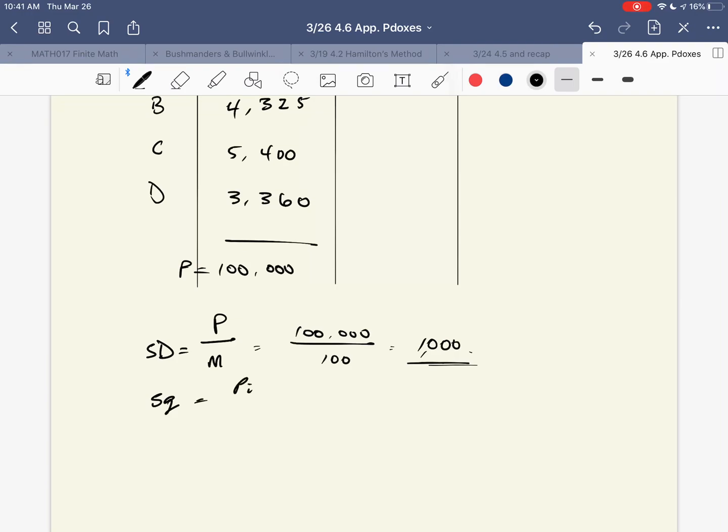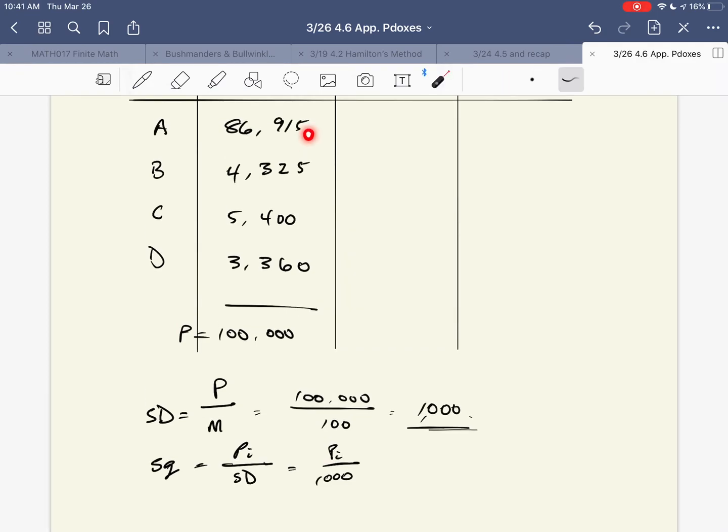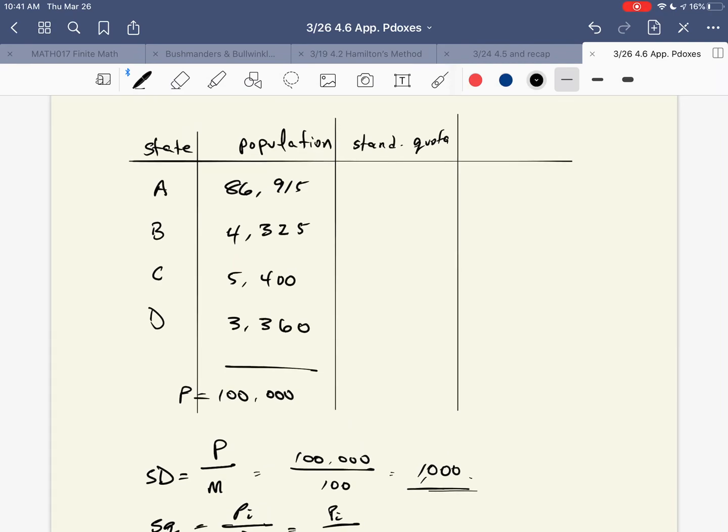Good. And so now that we've got our standard divisor of 1,000, our standard quota is just going to be the population of the state divided by the standard divisor. So that's population of the state divided by 1,000. And remember, when we divide by 1,000, we can just move the decimal point over 1, 2, 3 places for the 1, 2, 3 zeros in 1,000. Little trick from high school algebra. Good. So this standard quota will be 86.915, and this one will be 4.325. This one will be 5.4. This one will be 3.36. Good.